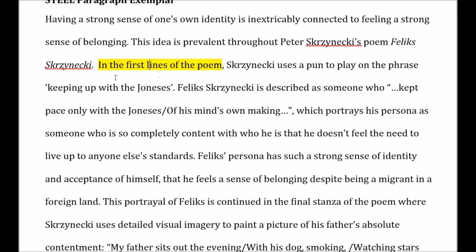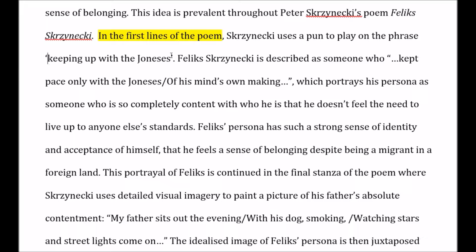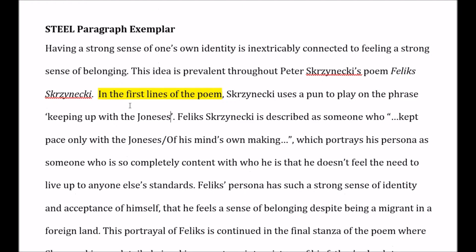So just getting back to this example, I've said in the first lines of the poem, Janetsky uses a pun to play on the phrase keeping up with the Joneses. There's a saying that if you are keeping up with the Joneses, then you're keeping up with what other people are doing. You're not being left behind. The idea in the poem is that Felix Janetsky was someone who only kept pace with the Joneses of his mind's own making. So it's basically saying that he was so content and comfortable with who he was that he didn't feel the need to live up to anybody else's standard.